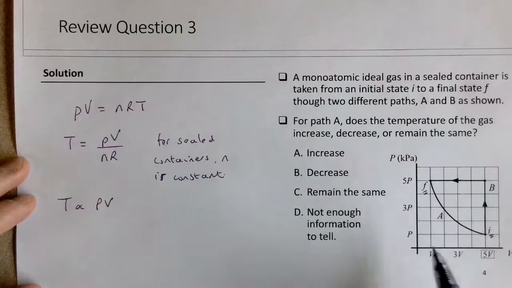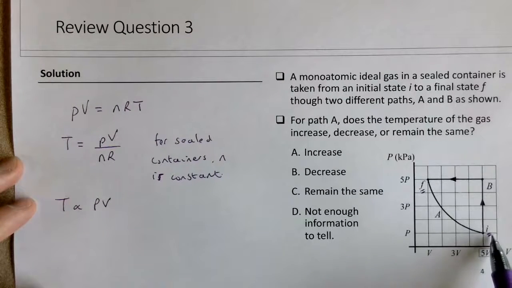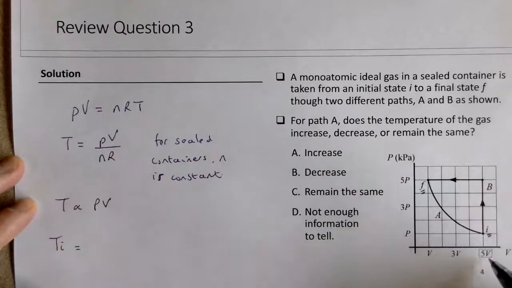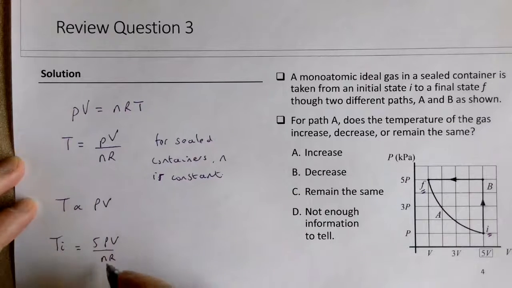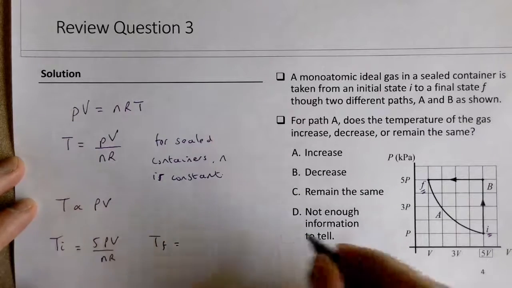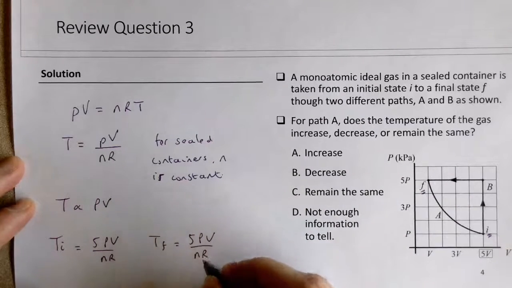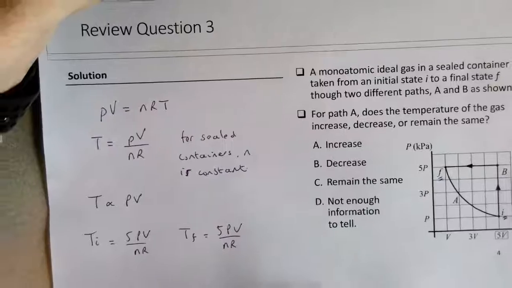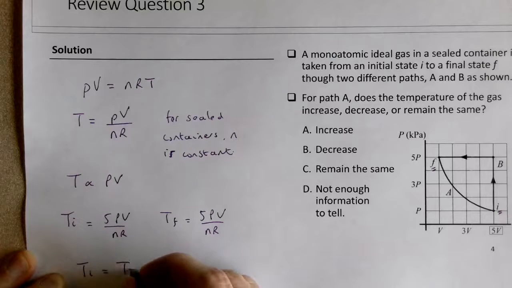So in this case, if I want to figure out what's happening to the temperature of the gas, I want to determine how the initial PV value compares to the final PV value. T initial is 1P and 5V, so it's 5PV divided by nR, which is the same throughout. And T final is 5P and 1V, so the product of PV is the same. So if n is not changing and the PV product is the same, we can conclude that the temperature of the gas is the same. It's not changing. So Ti equals Tf.